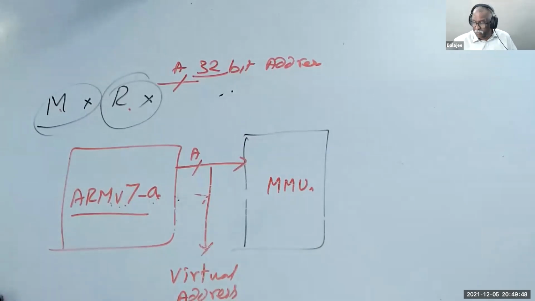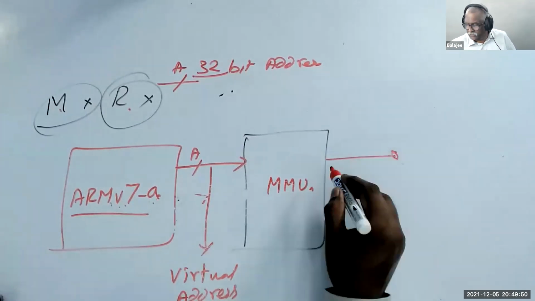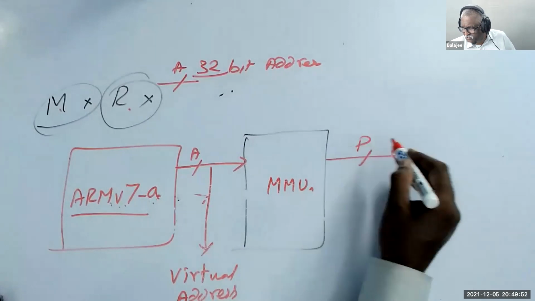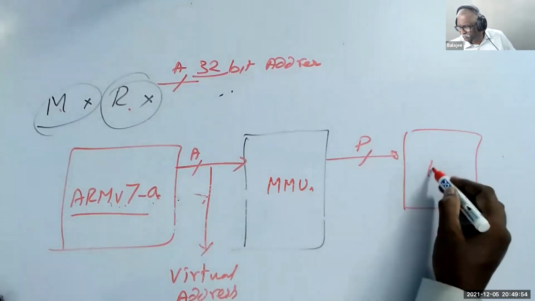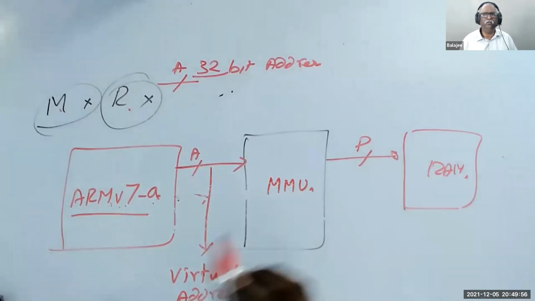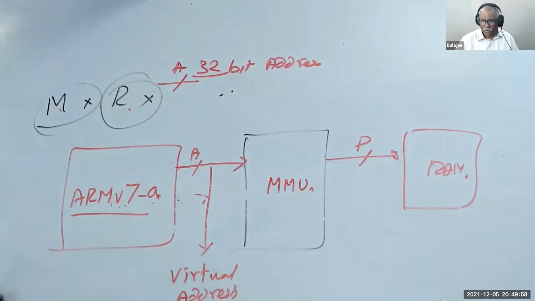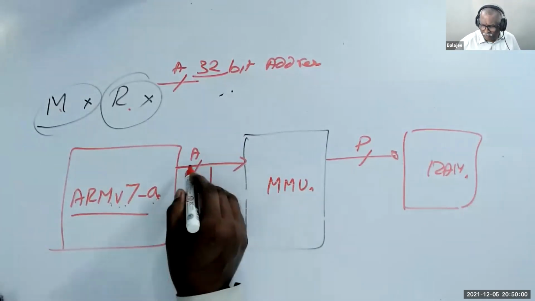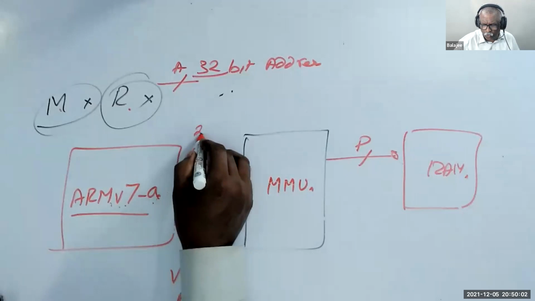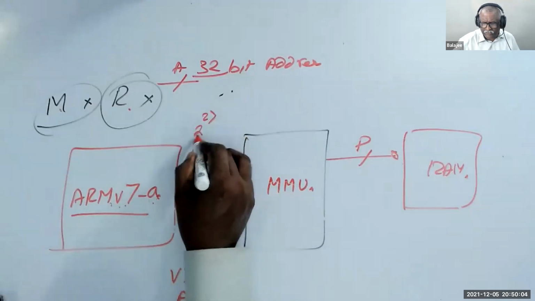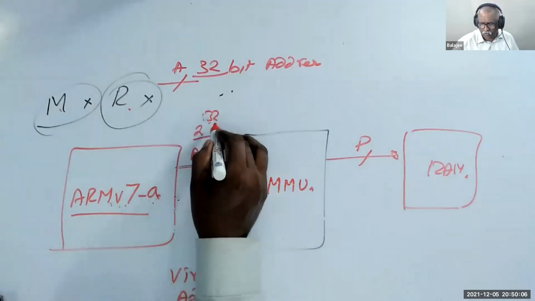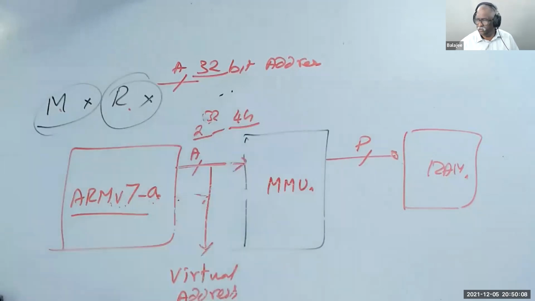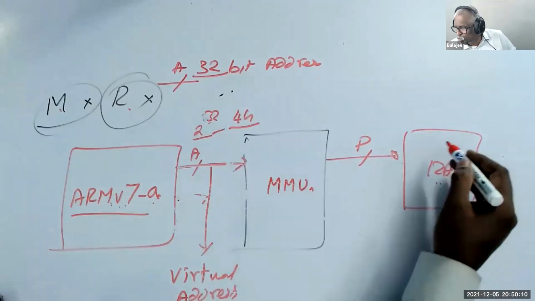Now, the memory out of this is called physical address. It is called physical RAM. The trick is, assuming that I have a 32-bit address, 2 power 32, I can access 4G. But the RAM could be only 1G.